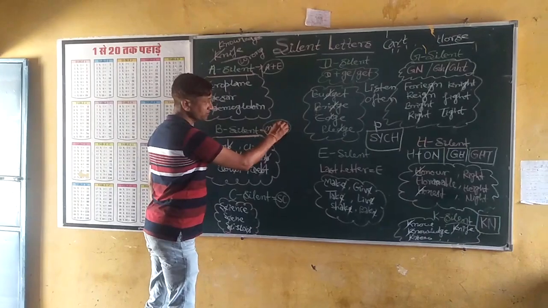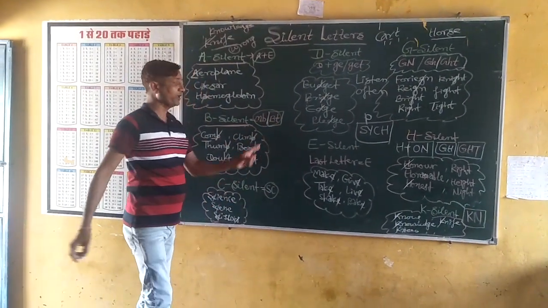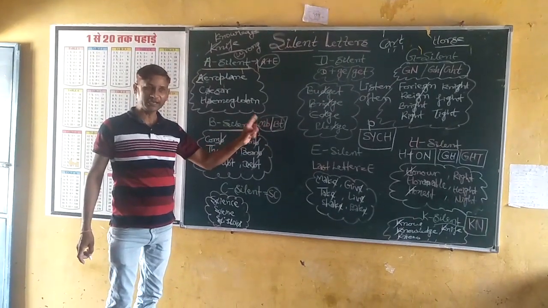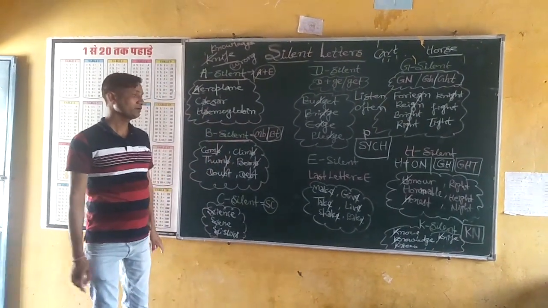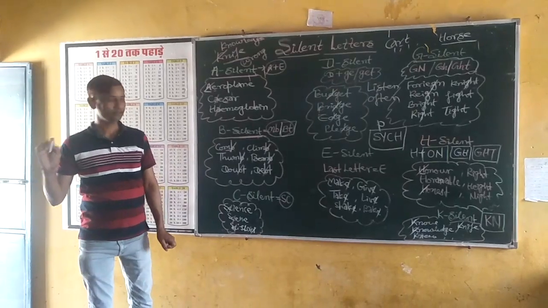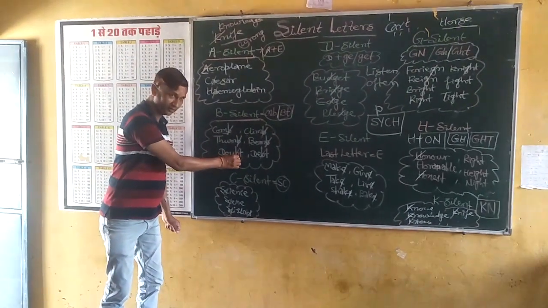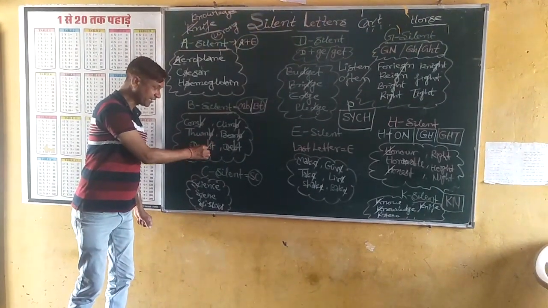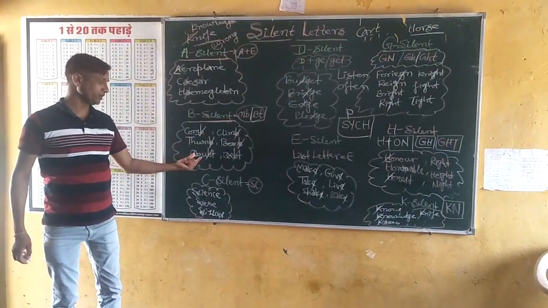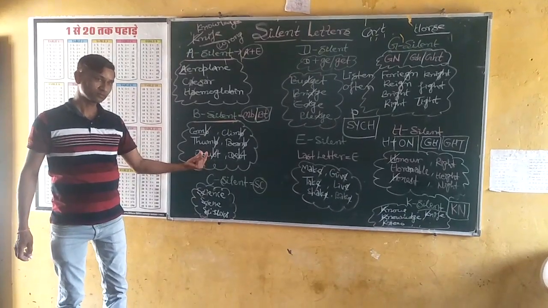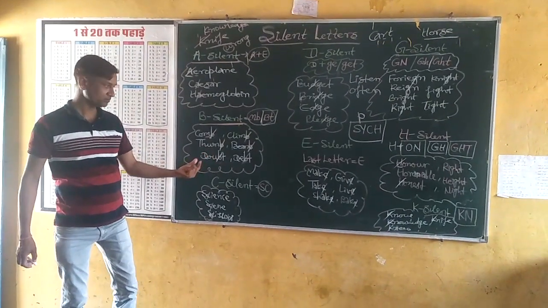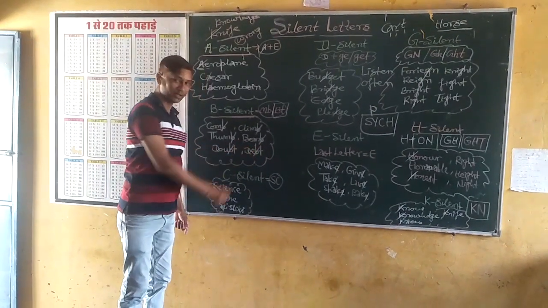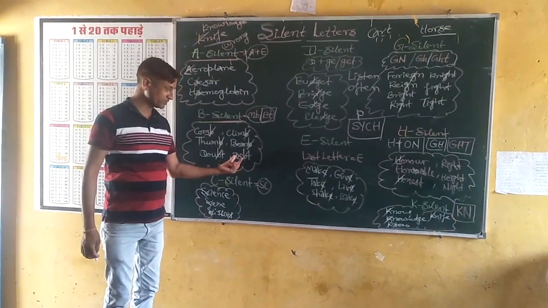The next combination is BT. It means when B comes before letter T, then letter B will be silent, as in DOUBT. B is before T, then B will be silent and the pronunciation will be dout. B is silent here. DEBT. B is before T, then B will be silent and the pronunciation will be det.